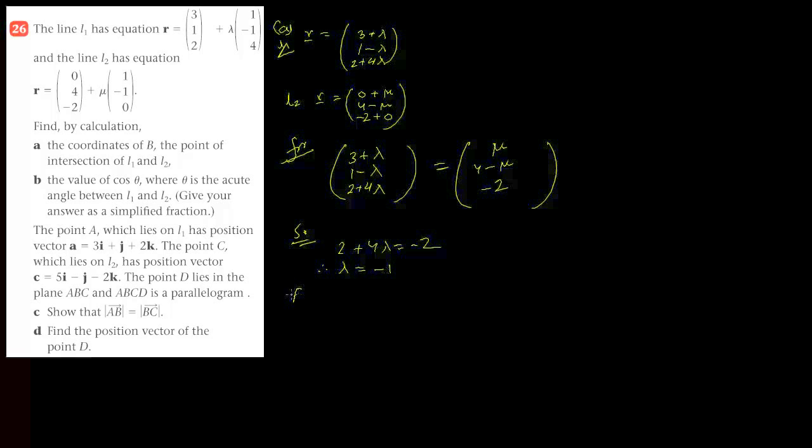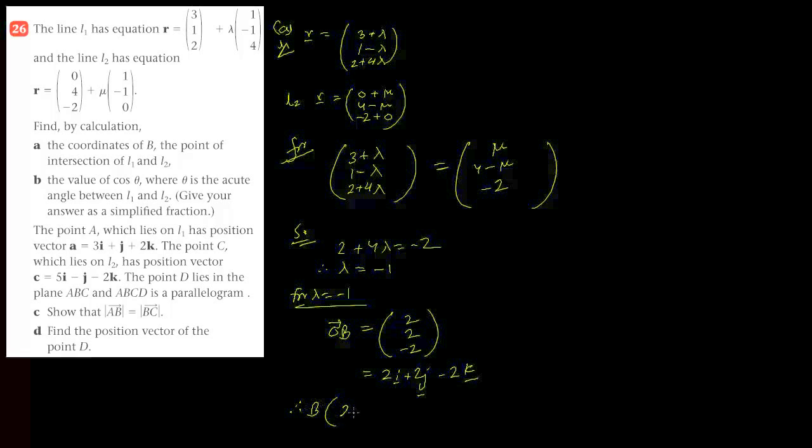So for lambda equals minus 1, I'm putting it here in L1 because it has lambda. So we can write the position vector OB equals 3 minus 1, that means 2, 1 minus minus 1, that is 2, 2 plus 4 into minus 1, that means minus 2. So we can write it in the IJK format, 2i plus 2j minus 2k, and the coordinates would be, therefore, B has coordinates 2, 2, minus 2.